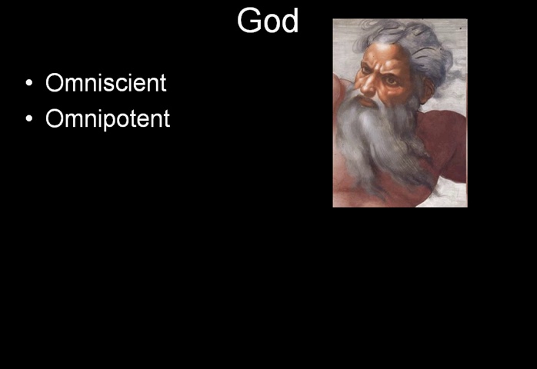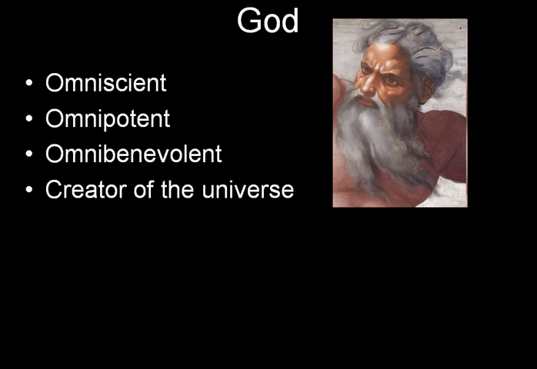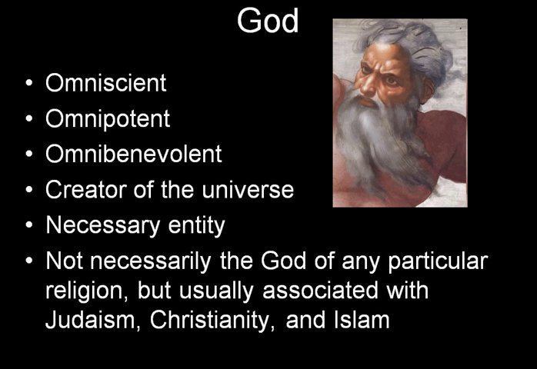Now to move on to the concept of God, we've got to know what we're talking about here. Which God is it? This is an argument for the God of classical theism, who is generally thought of as omniscient, omnipotent, omnibenevolent, the creator of the universe, a necessary entity, although he isn't necessarily the God of any particular religion, although usually Judaism, Christianity, and Islam try to claim him as their own.